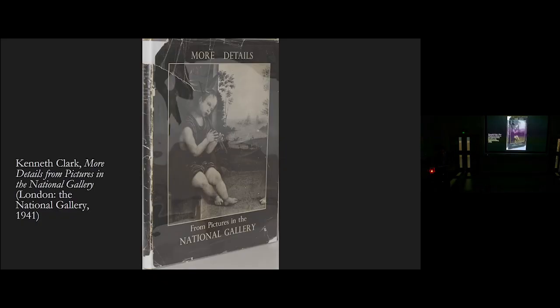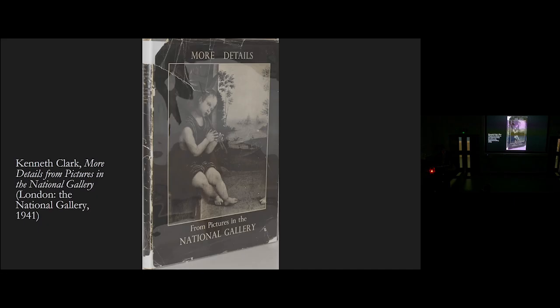The success of 100 Details led, perhaps inevitably, to a sequel. If the first volume was issued in the uneasy winter of 1938, then by the time More Details from Pictures in the National Gallery appeared in the war-torn year of 1941, the resonance had shifted. The National Gallery's collection had been sent to Manod Quarry in North Wales to protect it from aerial bombardment. And the gallery now hosted modern art commissioned by the War Artists Advisory Committee, headed by Clark himself.